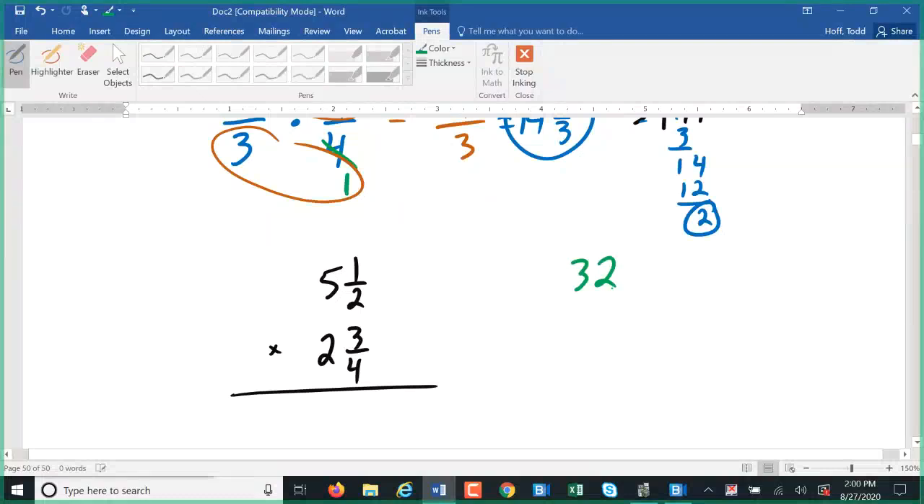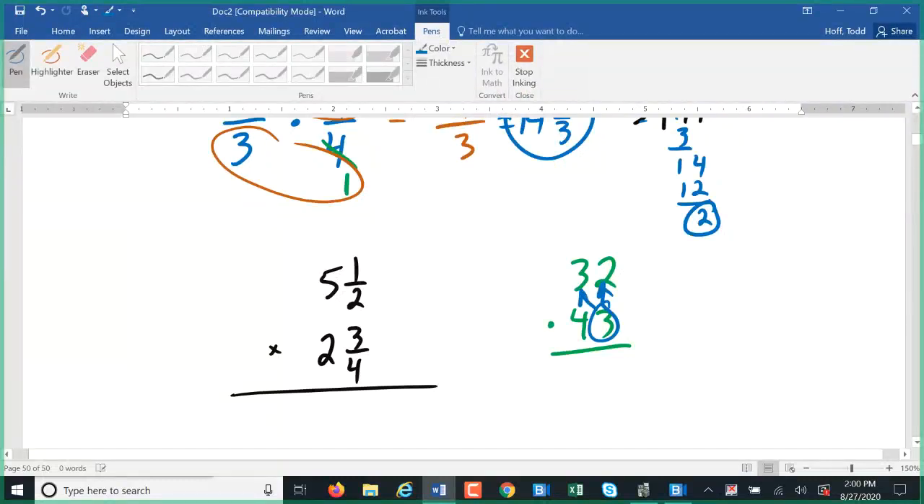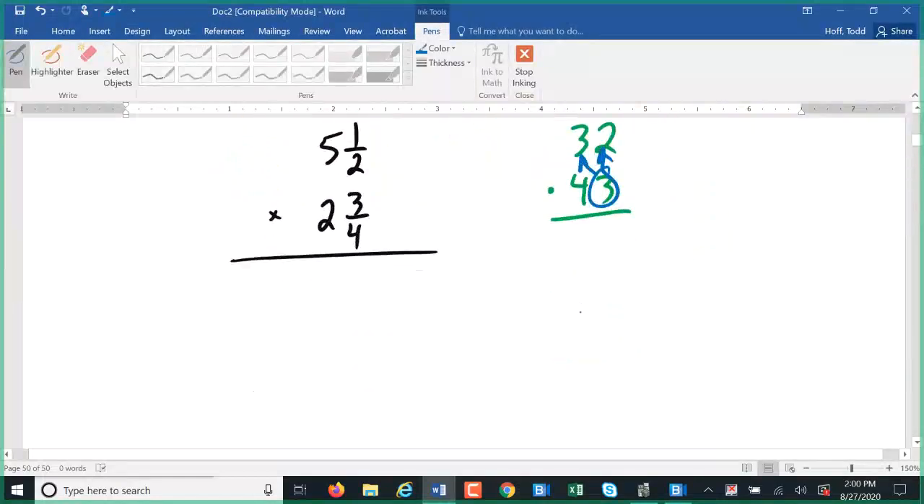You know, just like with whole numbers, if I have something like 32 times 43, I have to take this 3 times the 2, but I also have to do the 3 times the 3. Every digit of one number has to combine with every digit of the other number. Same is true when multiplying fractions and mixed numbers. This 3/4 has to multiply the 1/2, but it's also going to have to multiply the 5. So let's do that. 3/4 times the 1/2. 3 times 1 is 3. 4 times 2 is 8.